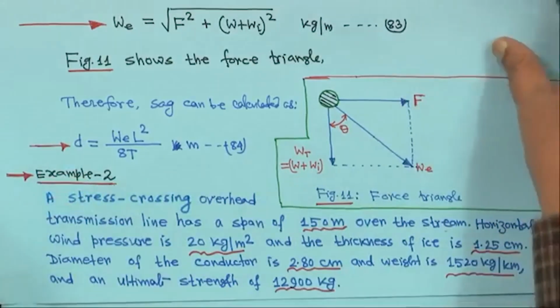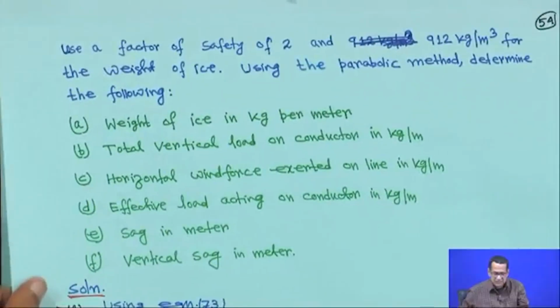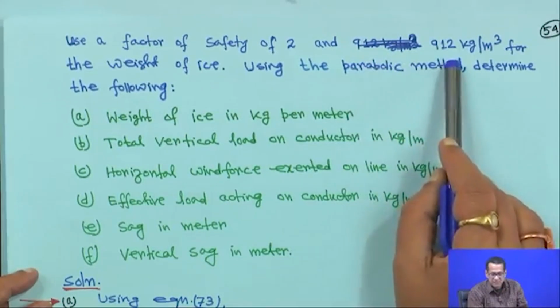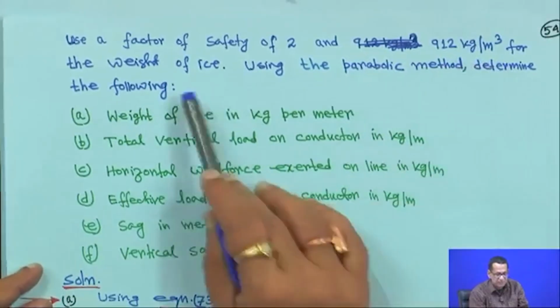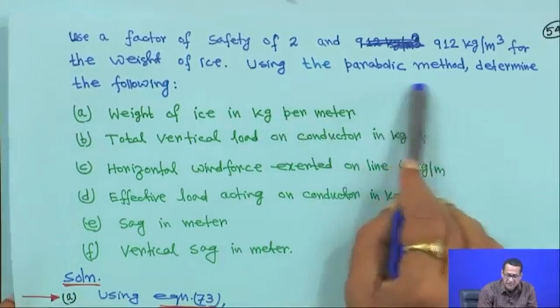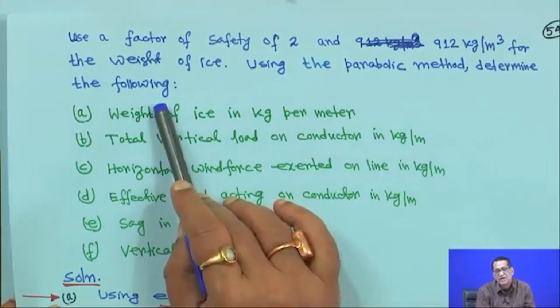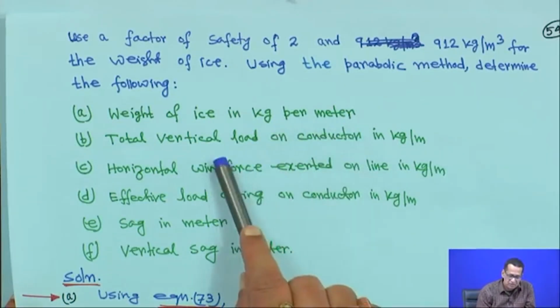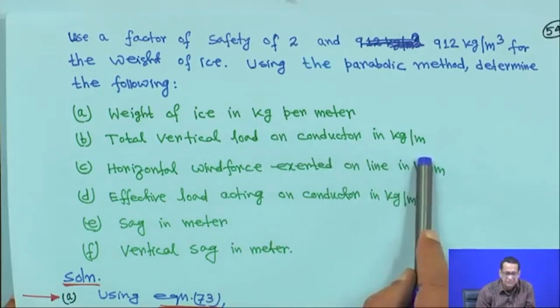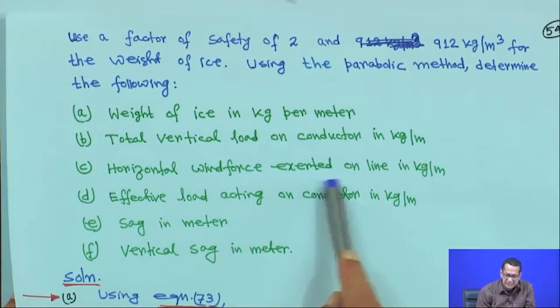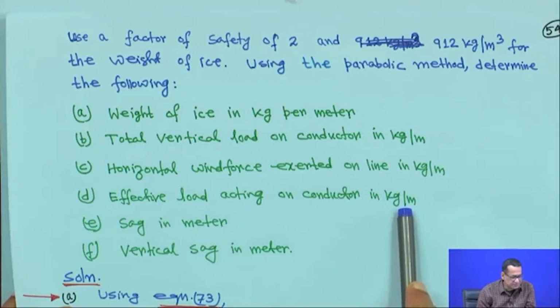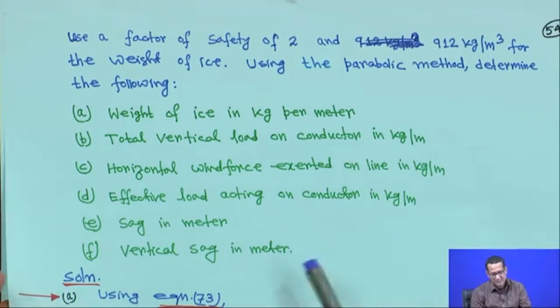So, this is the problem. Use a factor of safety of 2 and 912 kg per meter cube for the weight of ice. Using the parabolic method, which we have seen already, determine the following: weight of ice in kg per meter, total vertical load on conductor in kg per meter, horizontal wind force exerted on line in kg per meter, effective load acting on conductor in kg per meter, then sag in meter and vertical sag in meter. These are the things you have to find out.